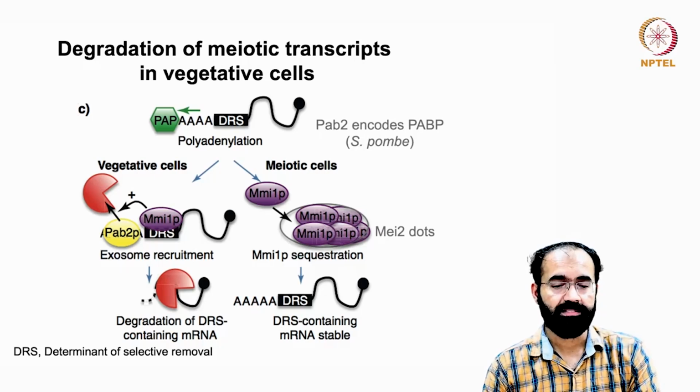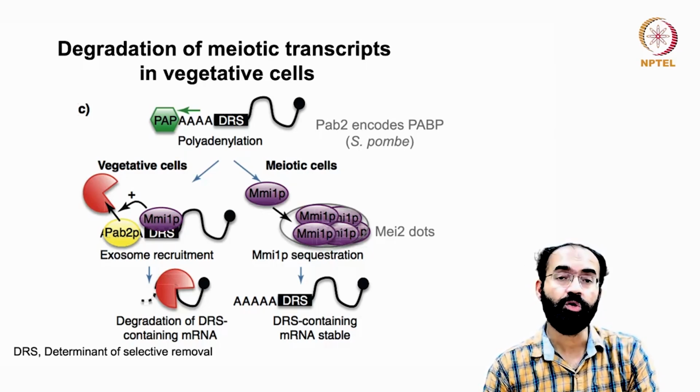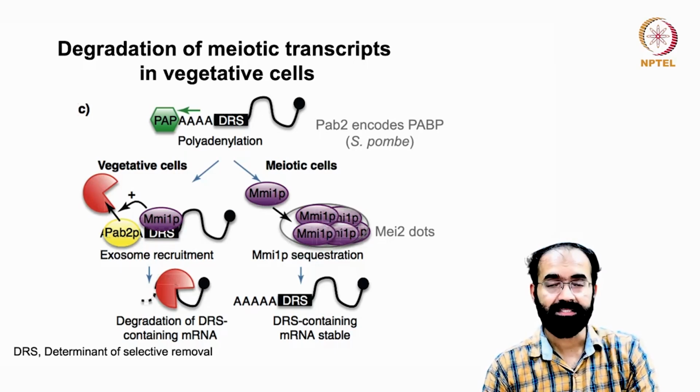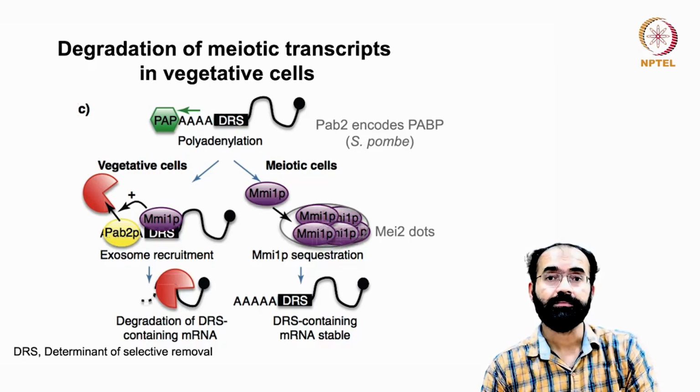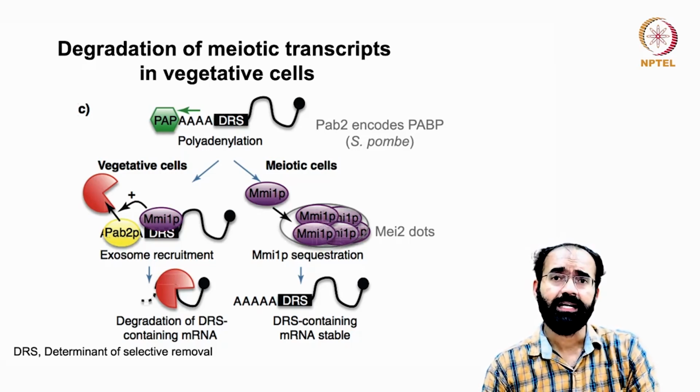So in meiotic cells, what happens? MMI1P is present in abundance. Then what will happen? The same MMI1P which was able to recruit the exosome is not recruiting it. What is it doing? It is forming a cluster. It is forming an MMI1P complex by binding onto the RNA, the same DRS-containing RNA, and it forms a cluster, and this MMI1P is now removed onto MEI dots, and these MEI dots are kind of acting like a scavenger.